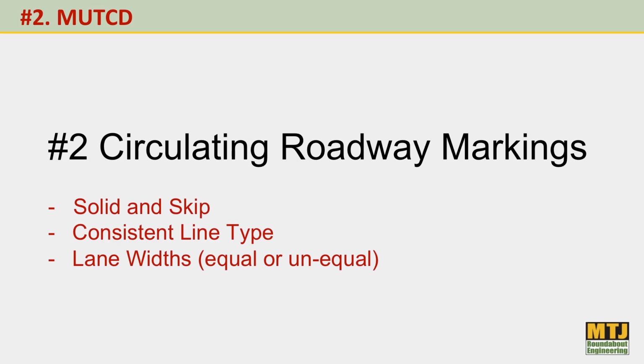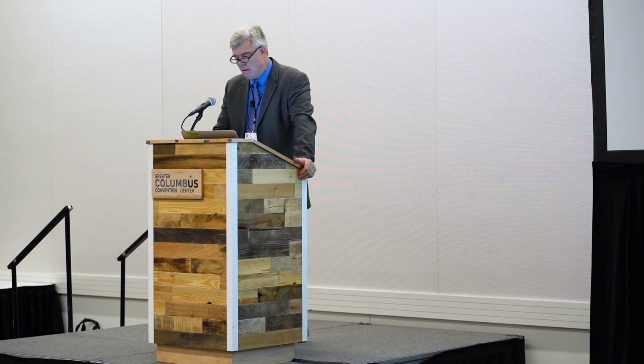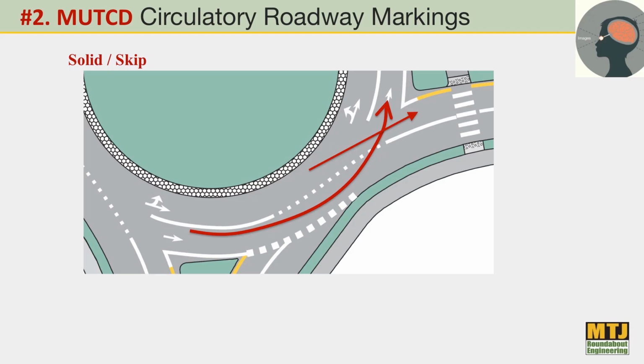Item number 2, circulatory roadway markings, solid versus skip versus a consistent line type. So this is what's shown in the MUTCD and all their diagrams. So many projects naturally use that on their designs. Our program at Wisconsin was pre the 2009 MUTCD, and so a lot of projects were having people circulating on the outside lane and then crossing in front of someone who's exiting.